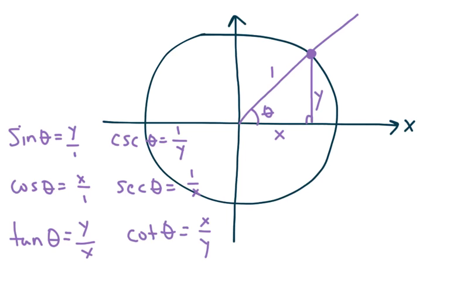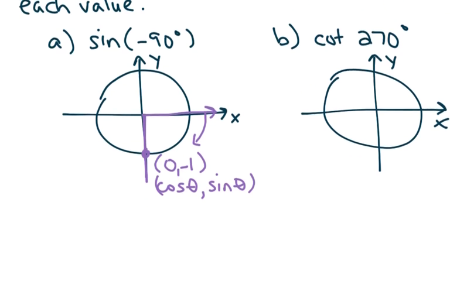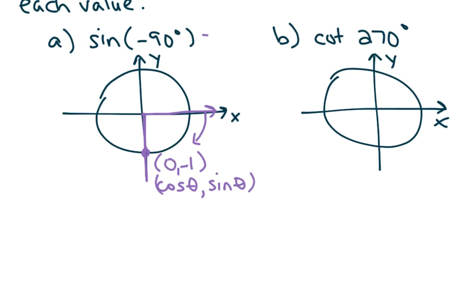and you can remember if you come over here, sine is y over 1. Well, in these ordered pairs, remember the first coordinate is the cosine of that angle, and the second coordinate is the sine of that angle. So if I want to know what the sine of negative 90 degrees is, it must be negative 1. If I had asked you for the cosine of negative 90 degrees, you would have told me it was 0.